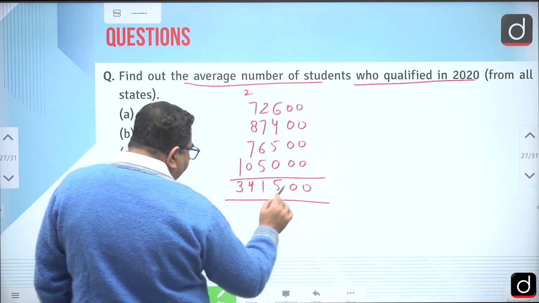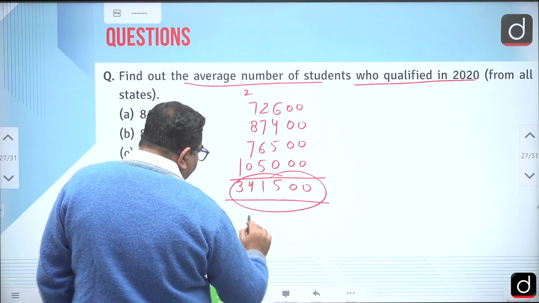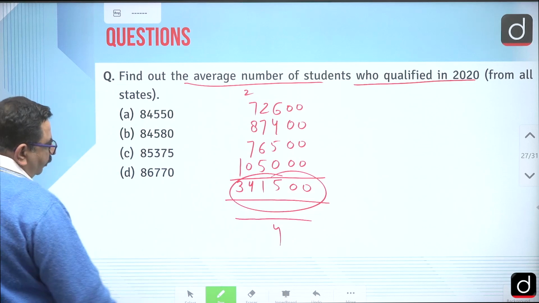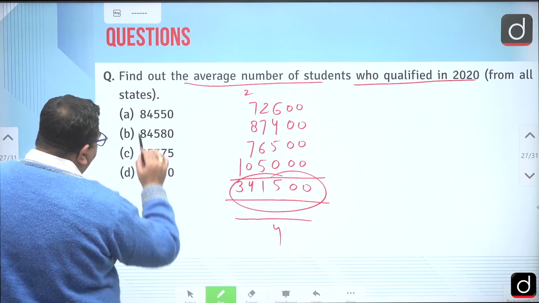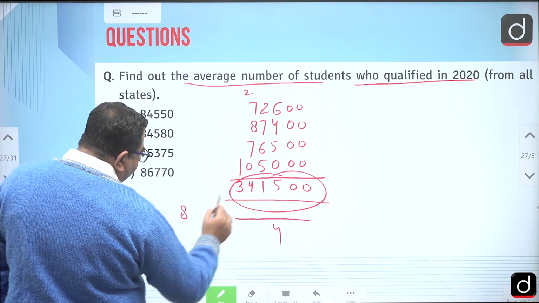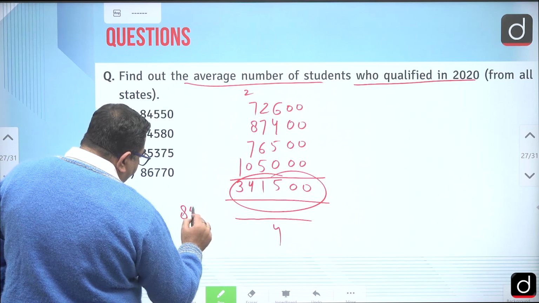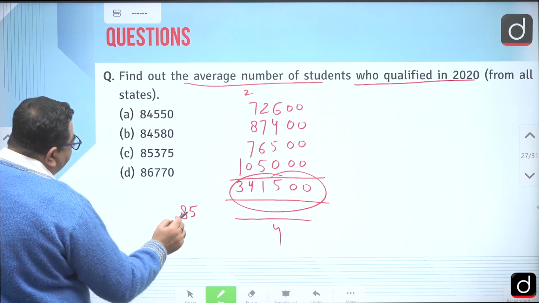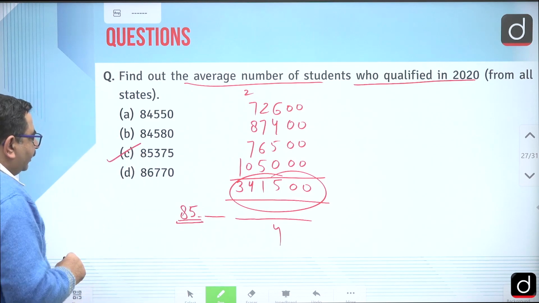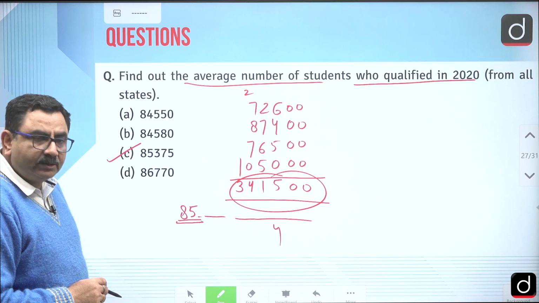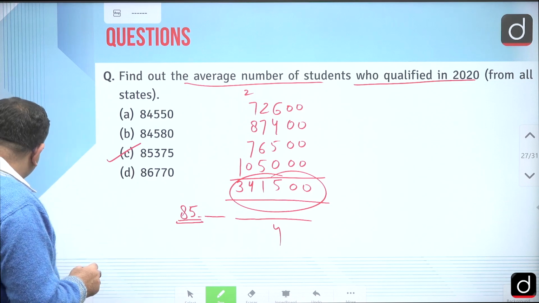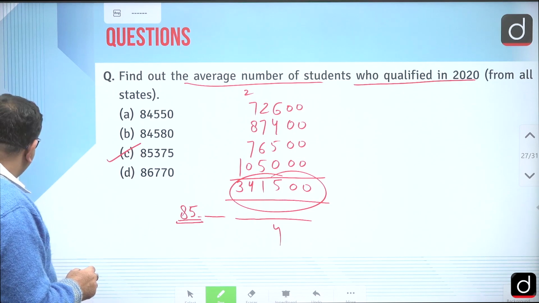For finding out the average, we have to divide this total number by 4. So if you divide it by 4, you will get that your answer will come out in 8. So all the options are in 8. So 4 into 8 is 32, then it is 21. 21 means 4 into 5, right? So my answer should come with 85. So I can say my correct answer should be what? Option C, right? So easing out the calculation and finding out the answers also.